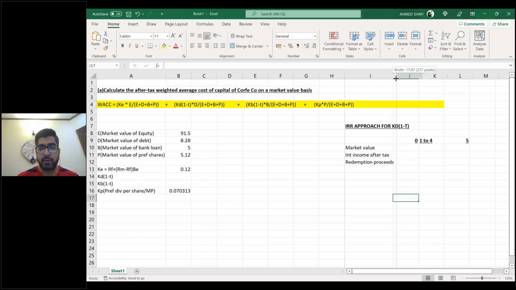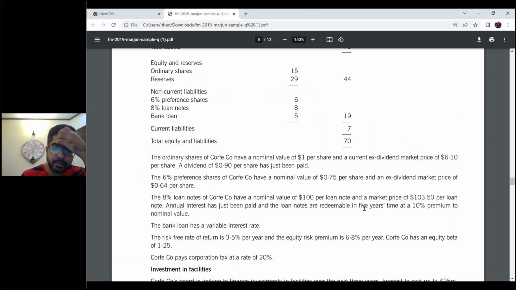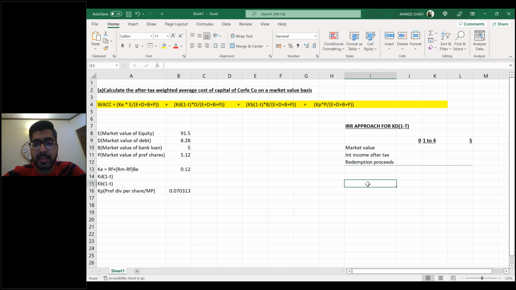IRR approach for cost of debt. So remember, this debt is redeemable after 5 years, right? So this will be done through IRR. 3 columns for 5 years: 0, 1 to 4, and 5. A debt carries 3 cash flows. Investor comes and buys debt at market value, incurs an outflow, then gets interest income after tax and redemption proceeds.